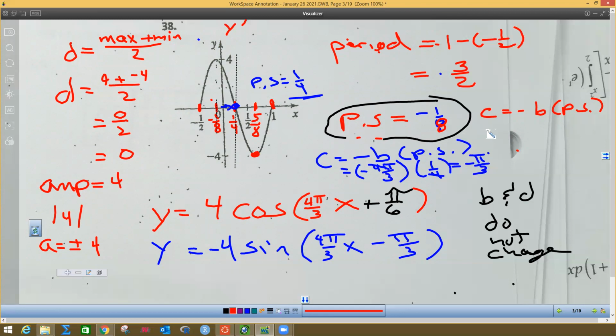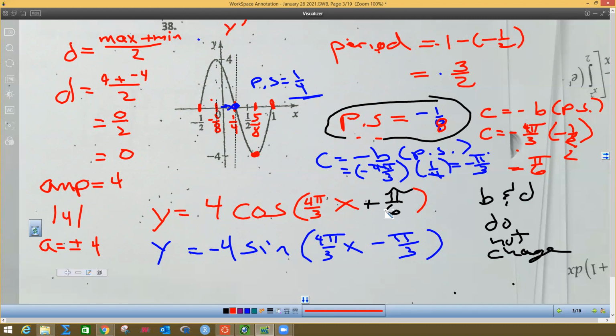All right, so C is going to equal -4 pi over 3 times -1/8. See, those reduce to 2. That should be positive pi over 6. Isn't that what I had? Did I type it in wrong in my equation? I don't think that's wrong. I did type it in wrong.